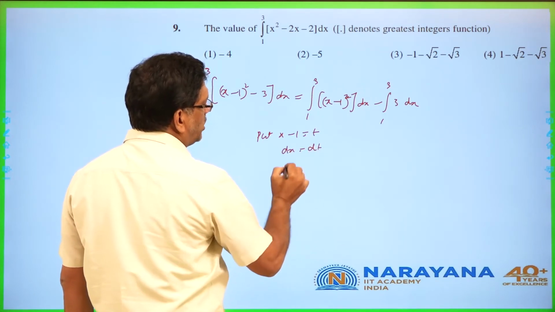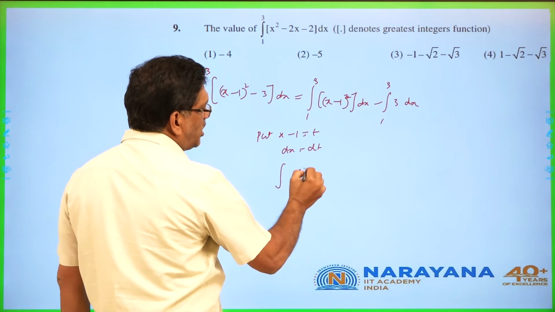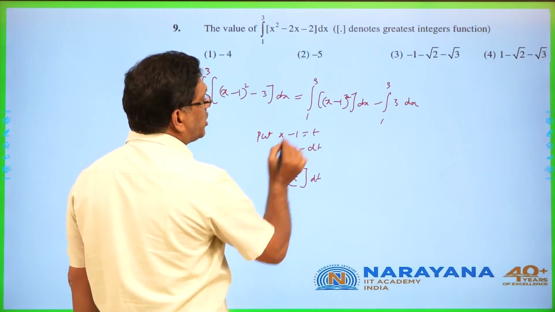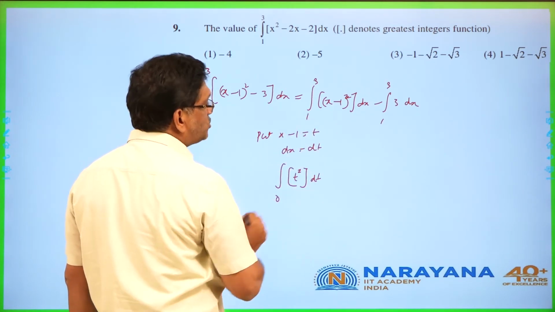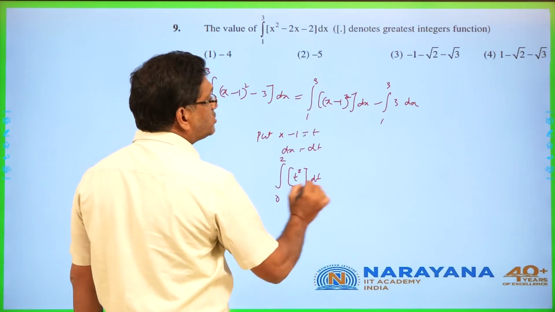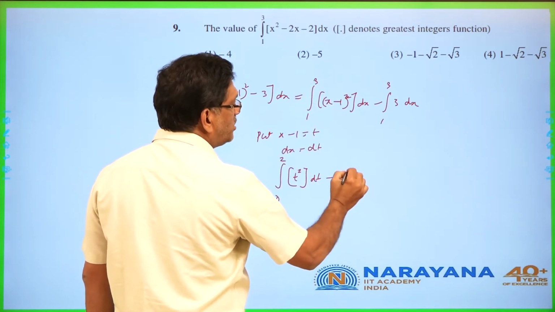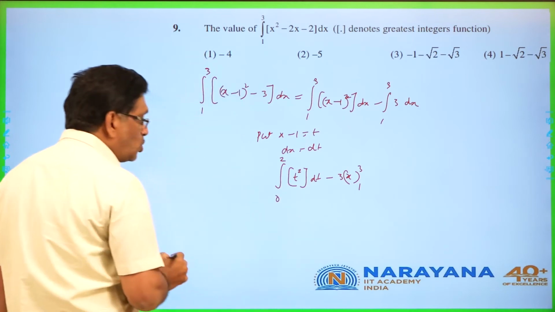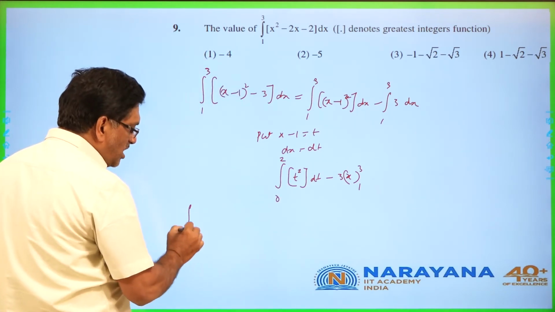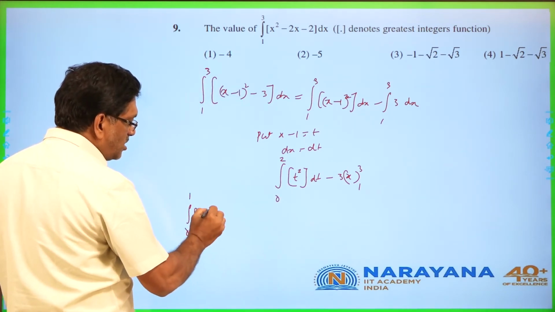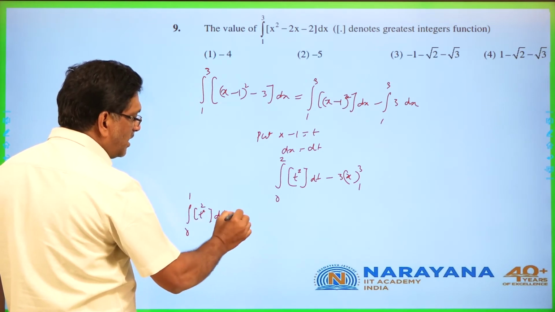dx is equal to dt. Accordingly, change the limits. When x equals 1, t is 0. When x equals 3, t is 2. That is 3 into integral of x, 1 to 3. You know that for the step function, wherever you are getting the integer, you have to break the limits.